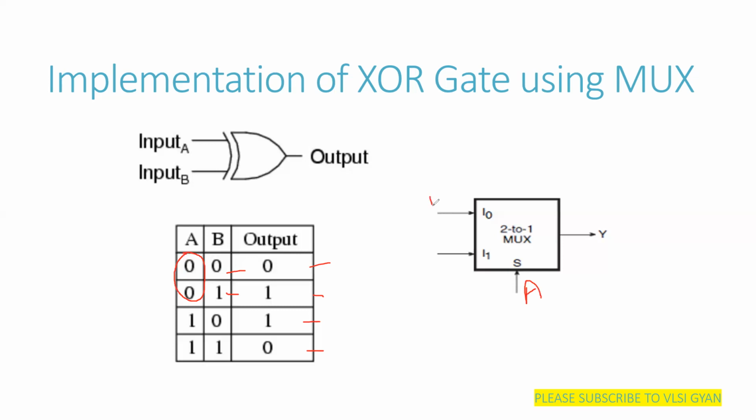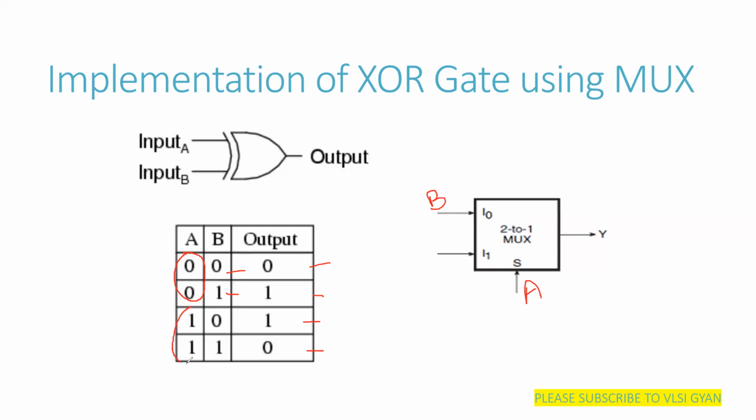So I will take I naught as B, because when A is 0, or the select line is 0, the multiplexer will be selecting the first input I naught, and I naught is nothing but the line which is passing to the output at that point. So what is my output at this stage when A is 0? It is the same as B. So I have taken B. Whatever the value of B will be, that will be my output.